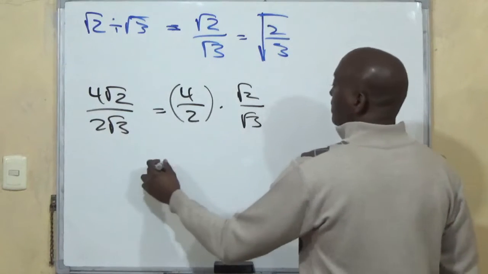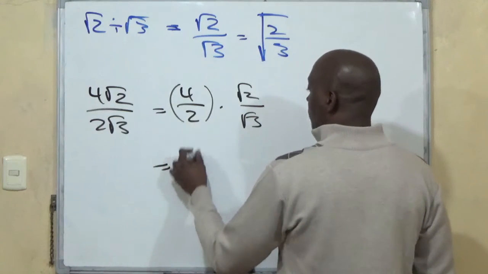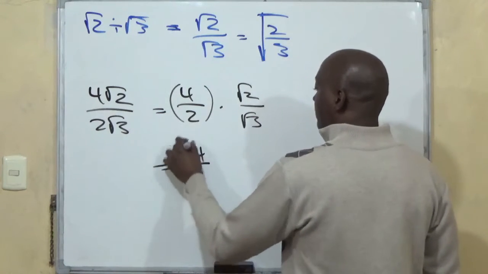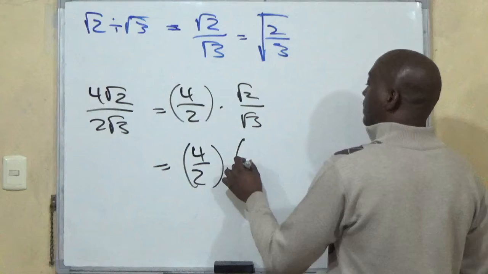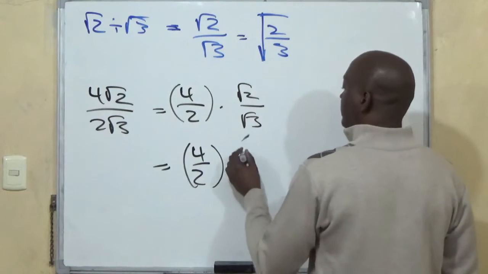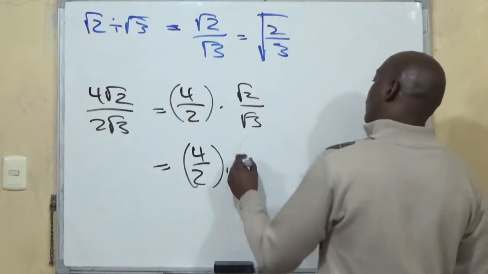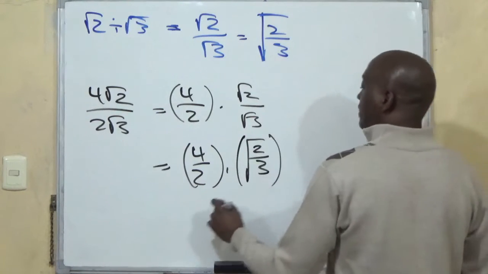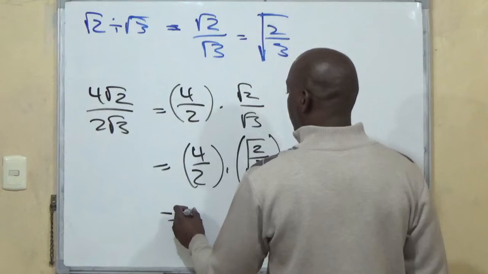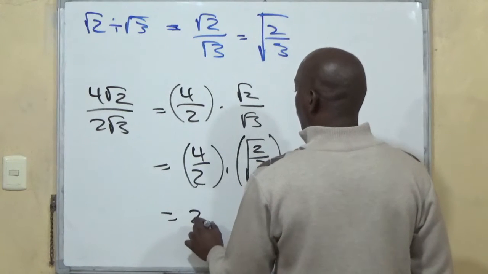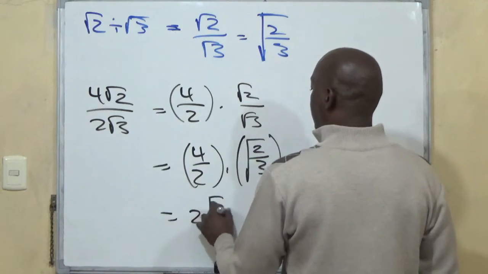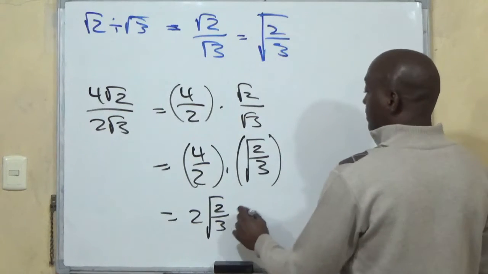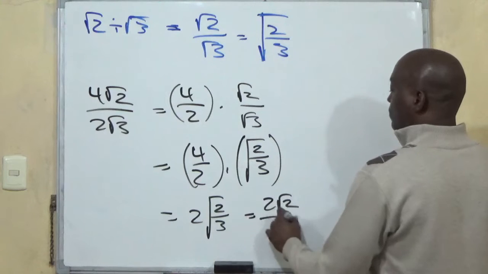which, based on what we know now, 4 divided by 2, well, let me just write it like this just to make the point: 4 over 2 by the root of 2 over 3. 4 over 2 is 2, so you get 2 by the root of 2 over 3. Now we could also write that as 2 root 2 over root 3.